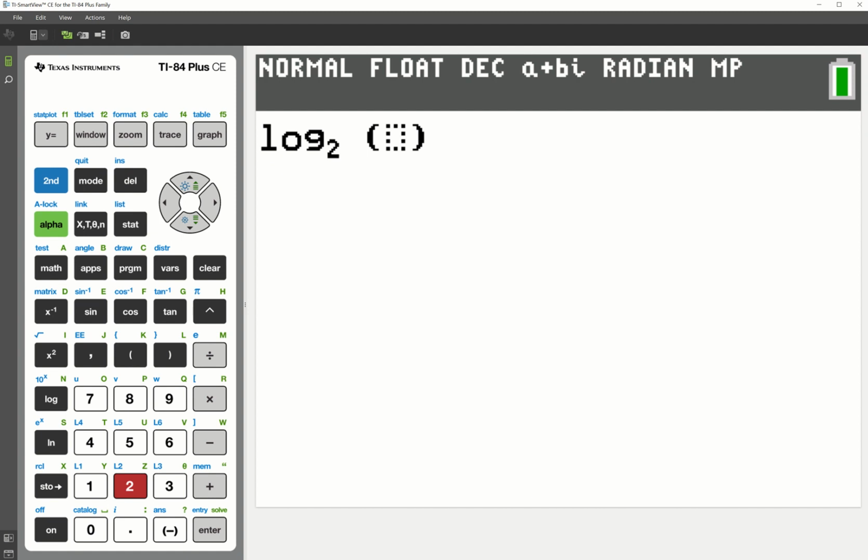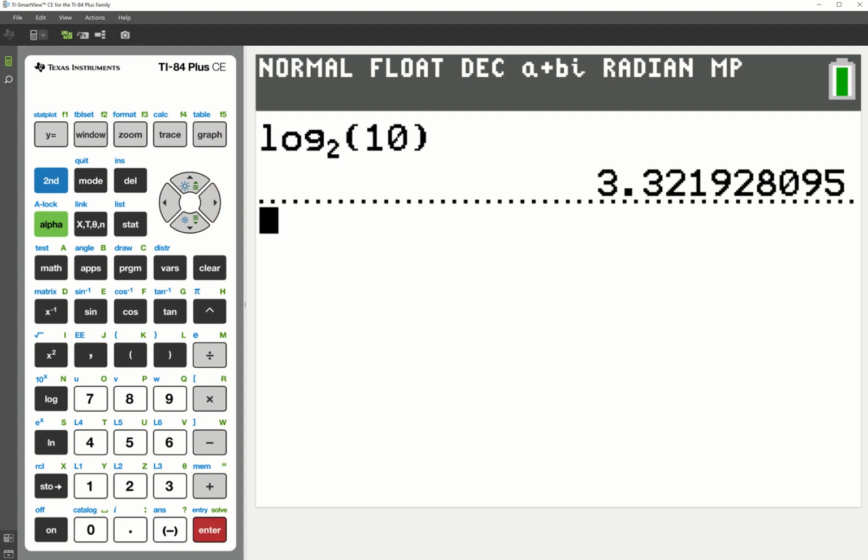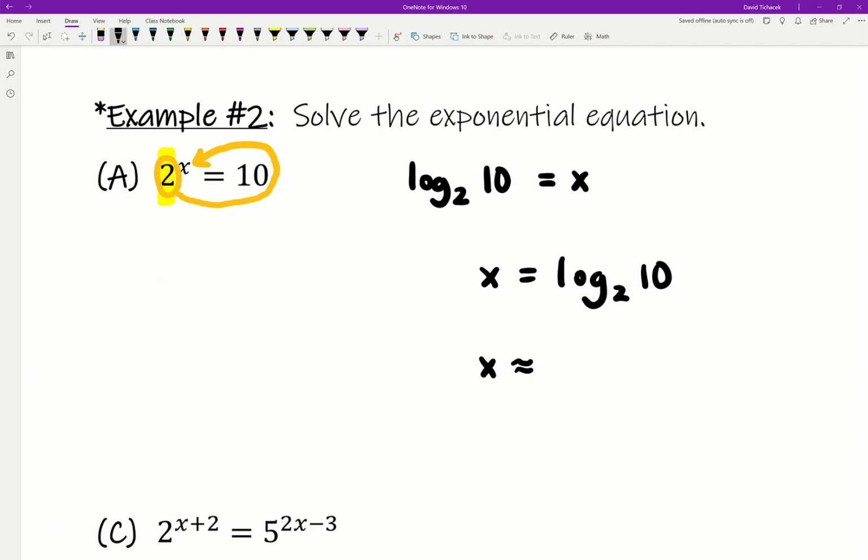And then you can just type in your base of 2 and your input of 10, and then press enter here, and we're going to get this decimal number right here. So about 3.322 is going to be our final result.